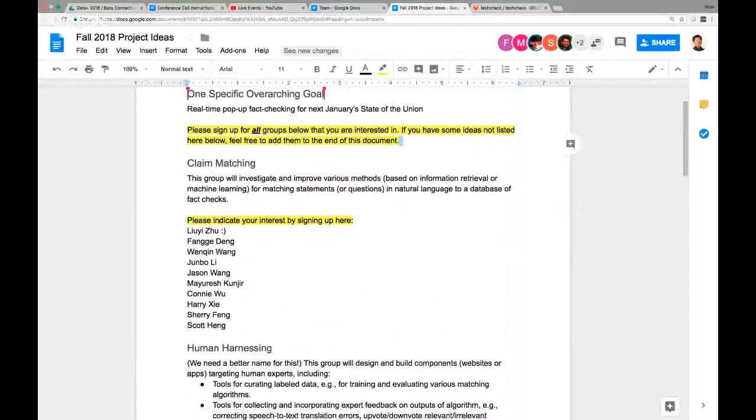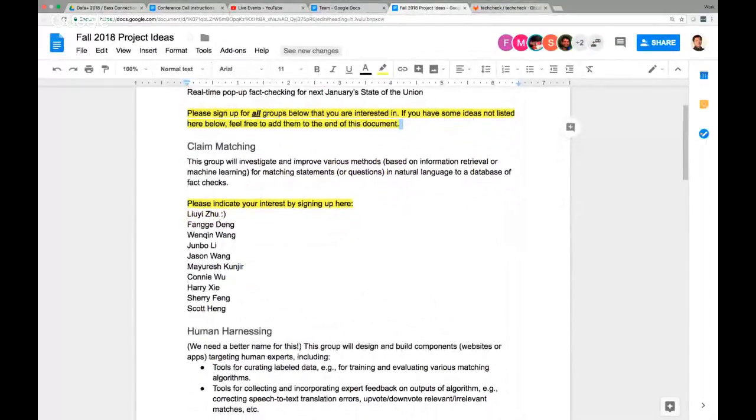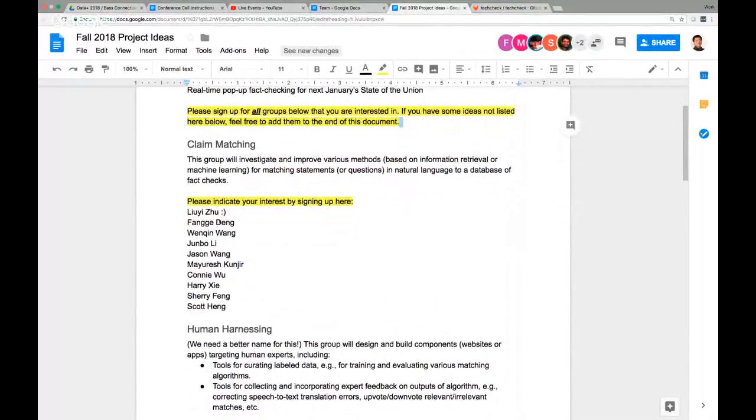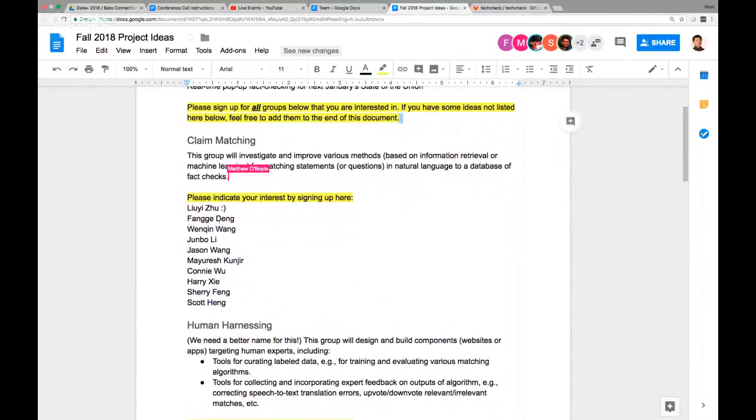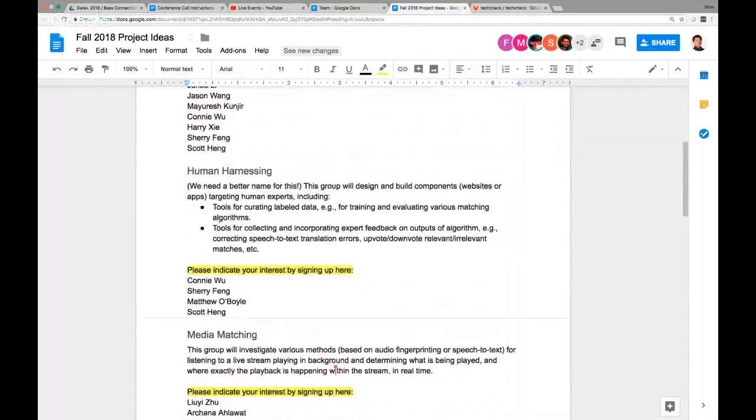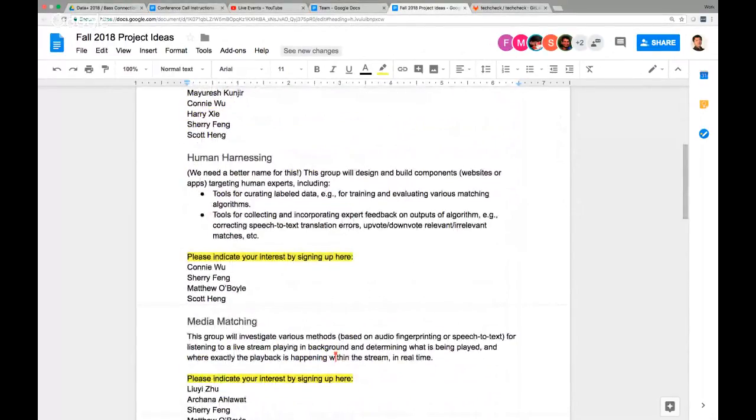So I'm just briefly going over these, right? Claim matching, I think after this discussion led by Ethan, it should be very clear what the claim matching component is trying to address. But let me reiterate a little bit about human harnessing and media matching.